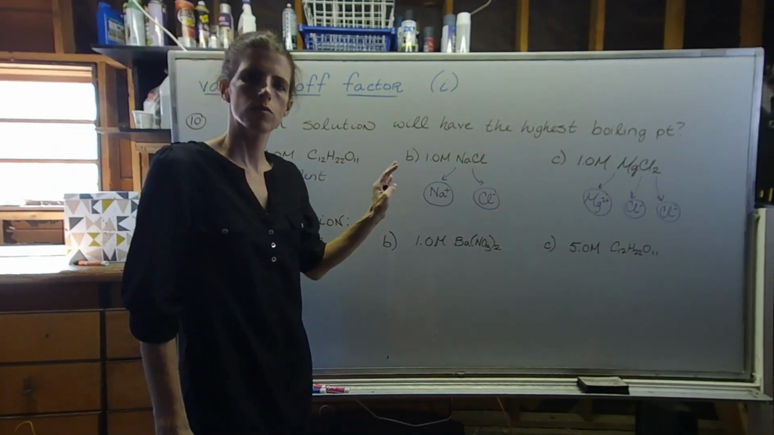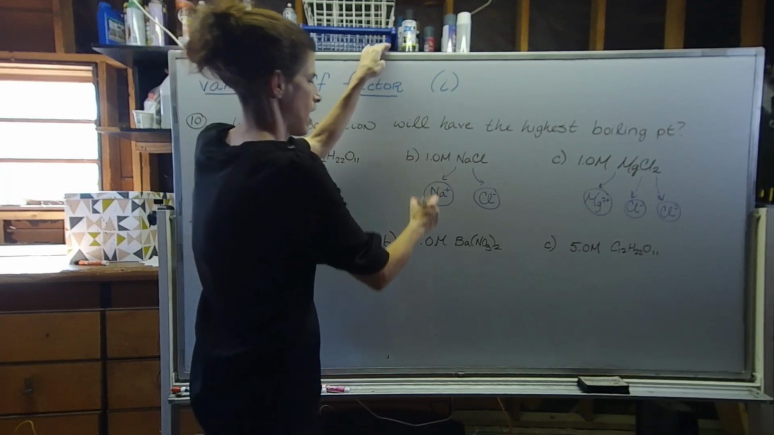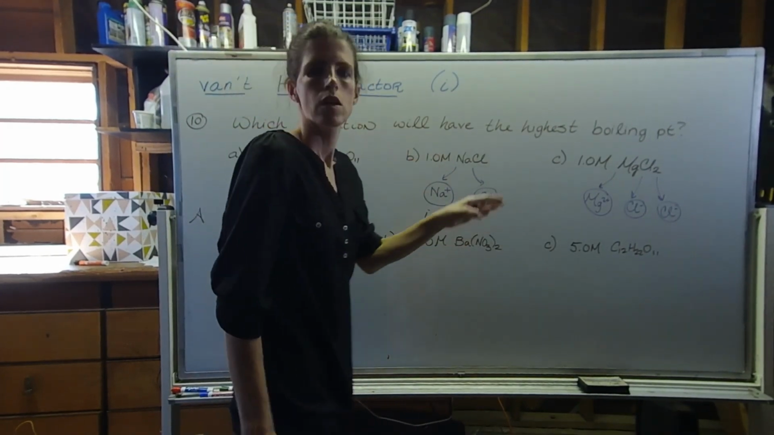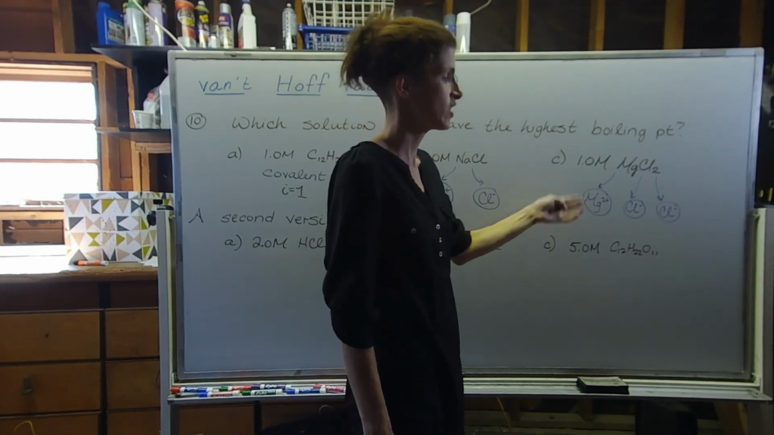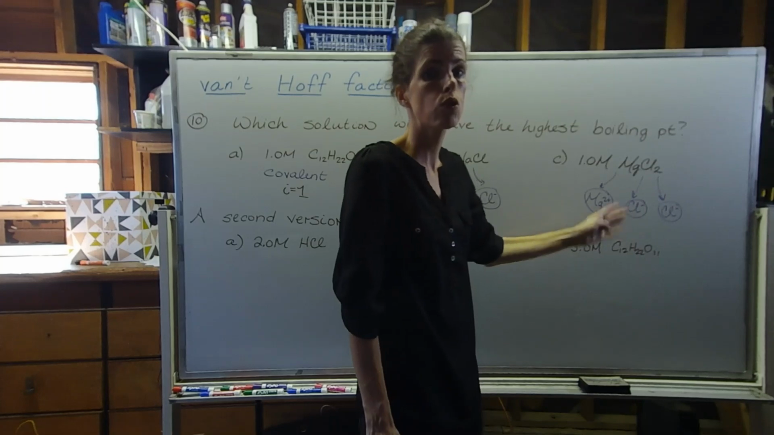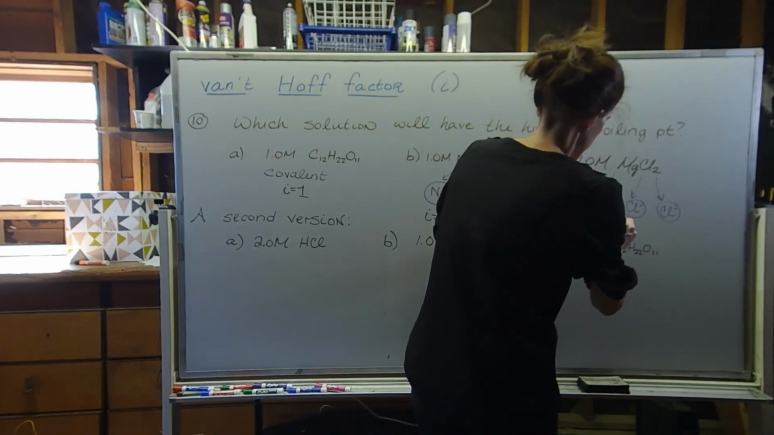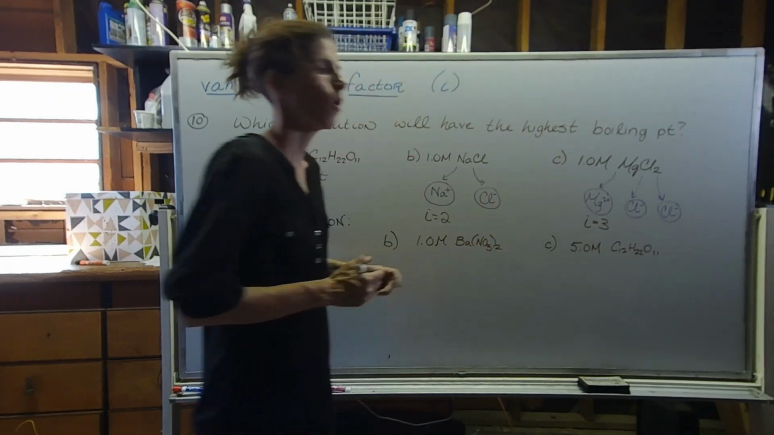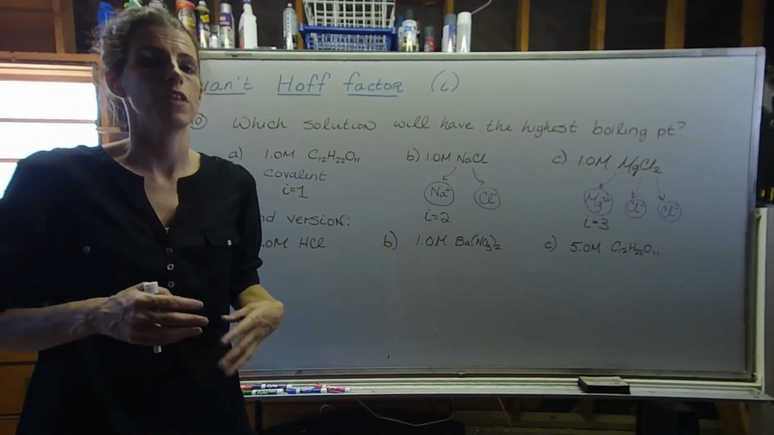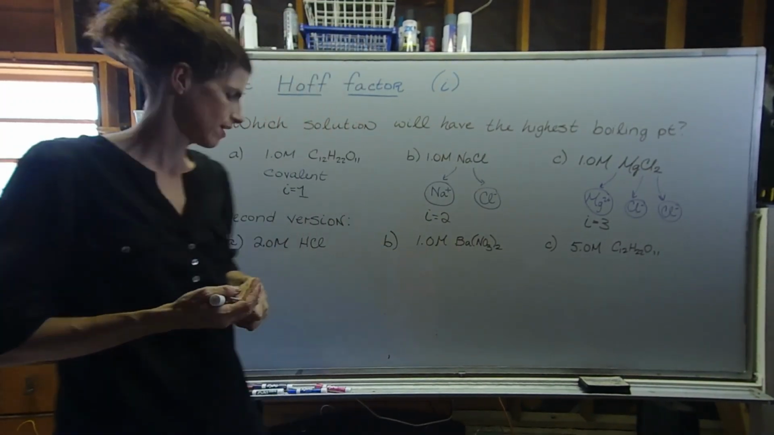Sodium chloride forms 2 ions, the Na+ and the Cl-. So the i value here is going to be 2. Similar analysis of magnesium chloride, it breaks into Mg2+ and 2 chloride ions. So the i value over here is 3. So looking at all 3 of our options, I would say magnesium chloride is going to have the highest boiling point because it has the highest i value.